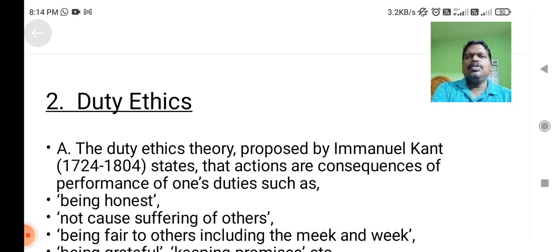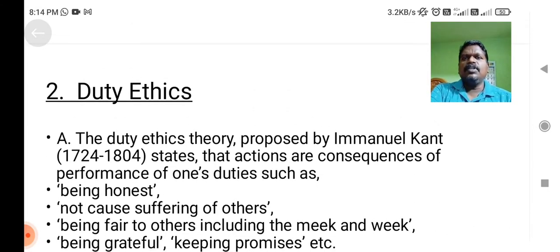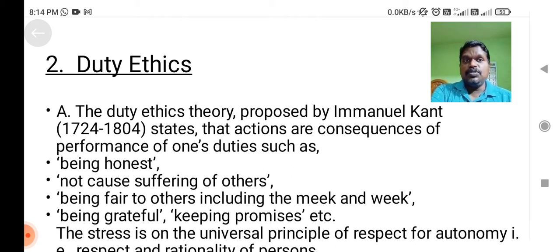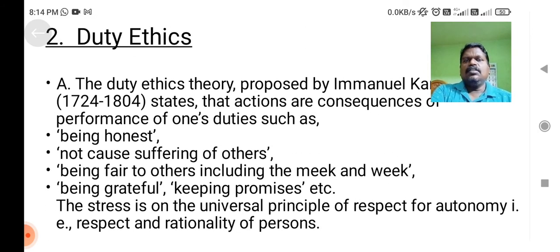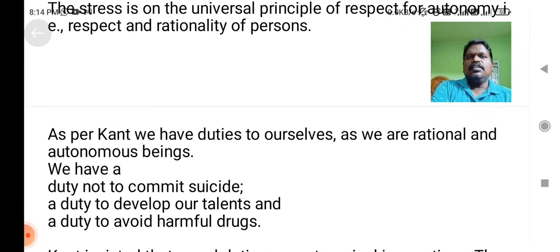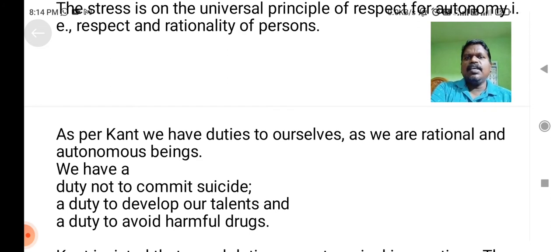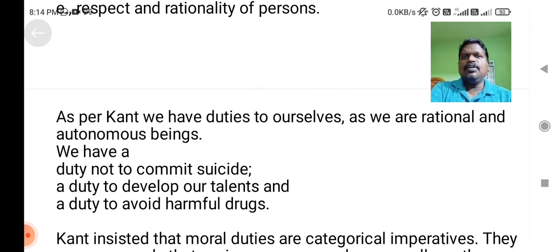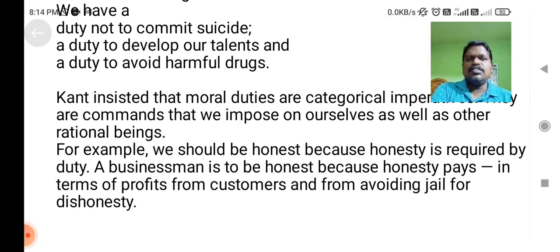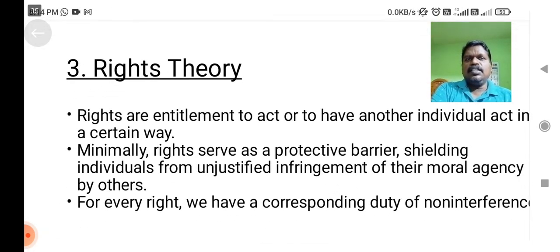So then we go to duty ethics. This was proposed by Immanuel Kant, and it states that actions are consequences of performance of one's duties, such as being honest, not causing suffering, being fair, being grateful. So Kant also gives that if we are rational and autonomous beings, we have a duty not to commit suicide, a duty to develop our talent, and a duty to avoid harmful drugs. So, for example, we should be honest because honesty is required by a duty. A businessman is to be honest because honesty pays in terms of profit. So that is the second one.